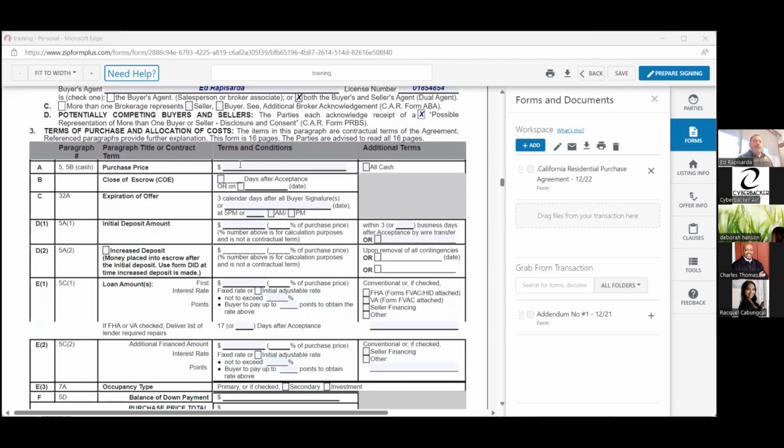And then we'll have the purchase price. Today we're going to buy it for 600,000. If I'm buying all cash, I would check this box. That'd be great, but today I need some financing. So we're going to say that our financing, the loan and everything, we can get this completed in 21 days after acceptance. So if we're taking a look at this, what does this mean to us?